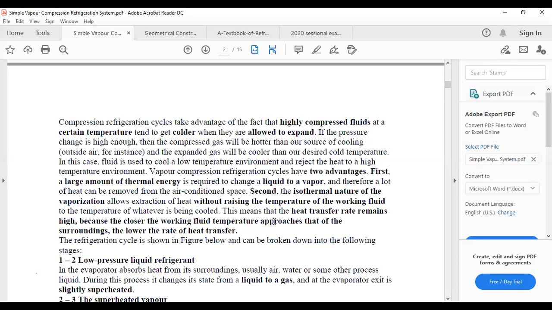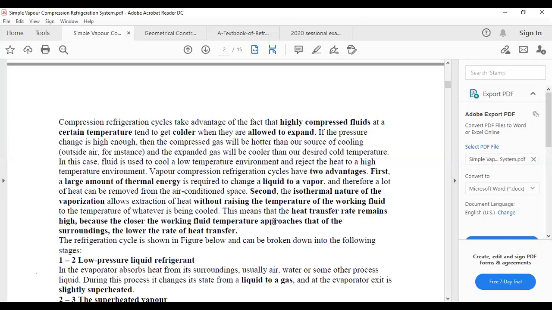So if it gets colder, then it's able to pick up more heat. And then if you compress it, it will be at a higher temperature. The process of losing heat to the environment naturally is by allowing the hot, high temperature environment to lose it to the colder environment.